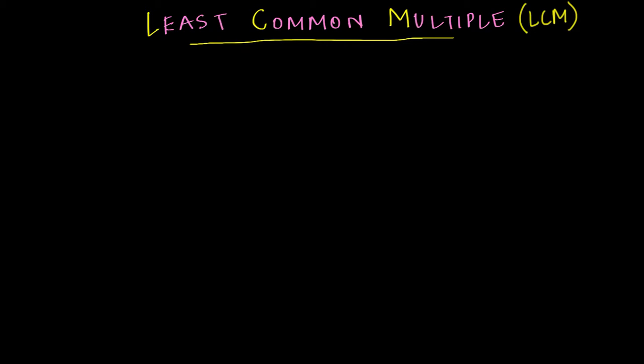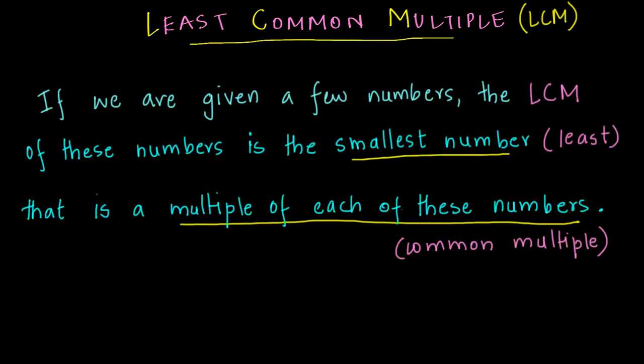In this video, let's look at the concept of least common multiple, also known as LCM. I have written up a simple explanation or definition of what LCM means, and here is how it goes. If we are given a few numbers, the LCM of these numbers is the smallest number that you can find that is a multiple of each of these numbers. So since it's the smallest number, it's called the least. And since it's a multiple of each of these numbers, it's called a common multiple.